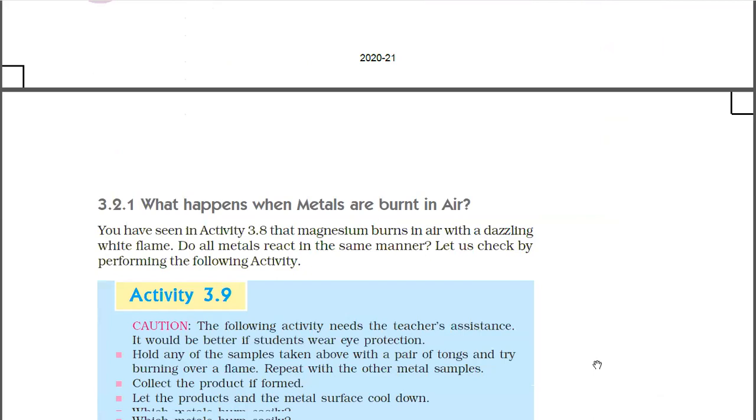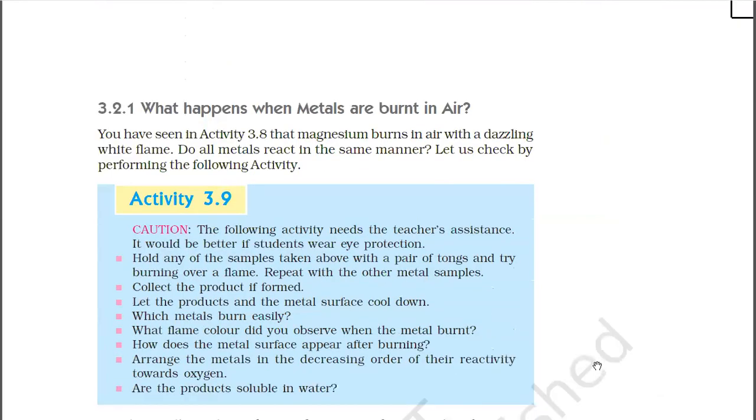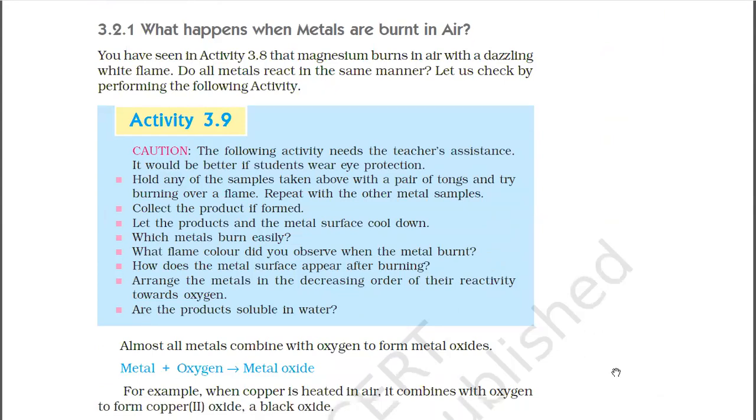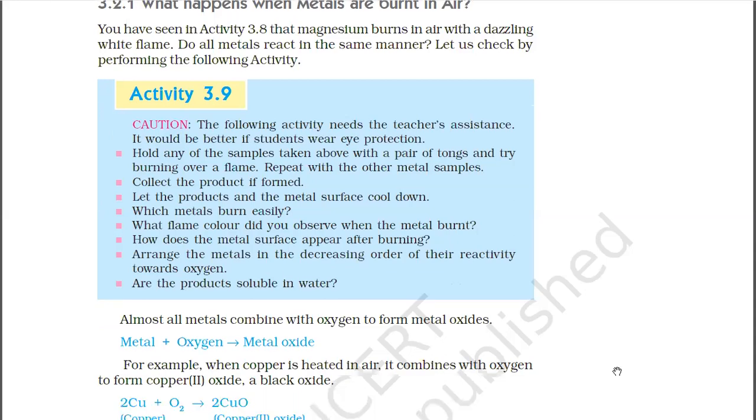What happens when metals are burnt in air? You have seen in activity 3.8 that magnesium burns in air with a dazzling white flame. Do all metals react in the same manner? Let us check by performing the following activity. Activity 3.9. Caution. The following activity needs teacher's assistance. It would be better if students wear eye protection.